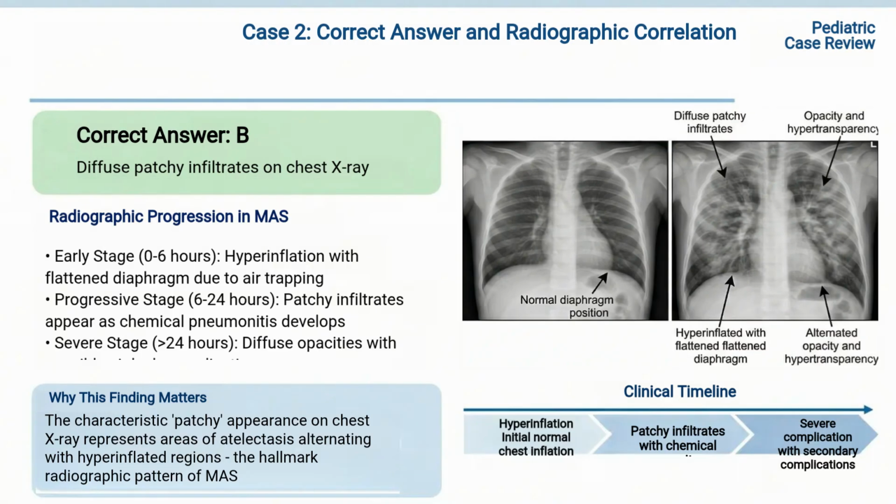The radiographic appearance in Meconium Aspiration Syndrome progresses through 3 stages. In the early stage, from 0 to 6 hours, there is hyperinflation with a flattened diaphragm due to air trapping. In the progressive stage, from 6 to 24 hours, patchy infiltrates appear as chemical pneumonitis develops. In the severe stage beyond 24 hours, diffuse opacities develop with possible air leak complications.